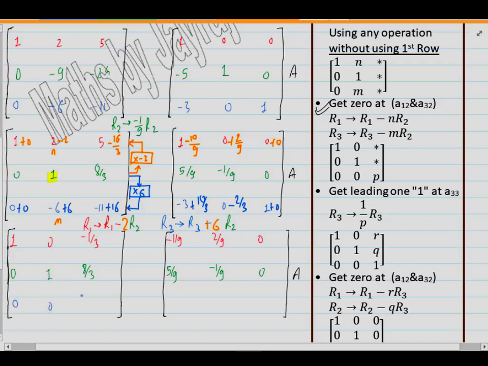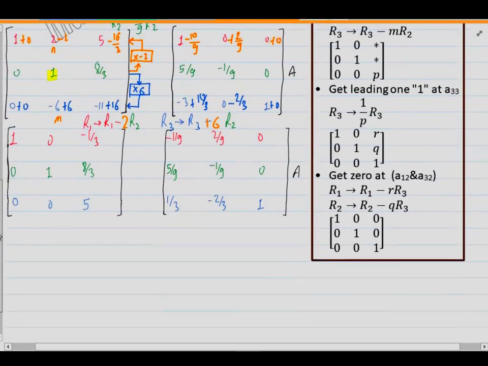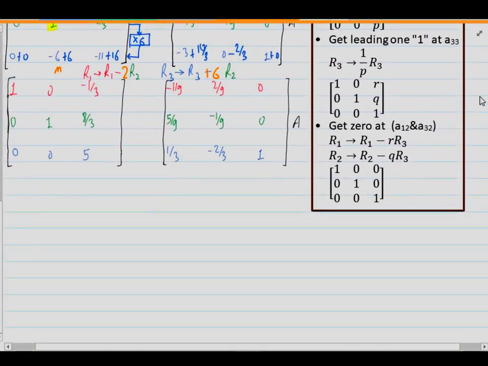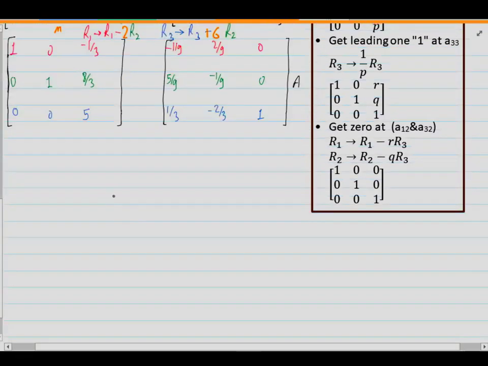0, 0, 5, then 1 by 3, minus 2 by 3 and 1. So we complete this step. Now it's time to get leading one at A33 without using first and second row. So compulsory we have to take 5 common from the third row. That means we have to take operation R3 gives 1 by 5 R3.